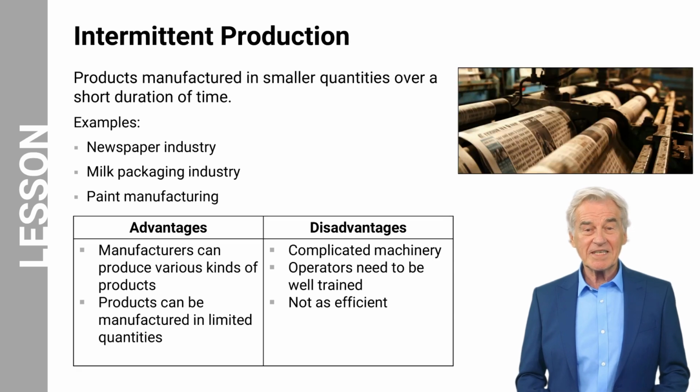The second production technique we will discuss is intermittent production. Intermittent production involves the production of smaller quantities of product over a short duration of time. For example, in the newspaper industry, the newspapers for a day are printed in the required quantity for a specific time interval. The same is true for the milk packaging industry. In such industries, the production process is shut down for a specific duration of time after they have achieved their required output. In the paint manufacturing industry, the machines are completely stopped, cleansed, and reset to produce paints of different colors. This is an example of intermittent production that is employed in process manufacturing.